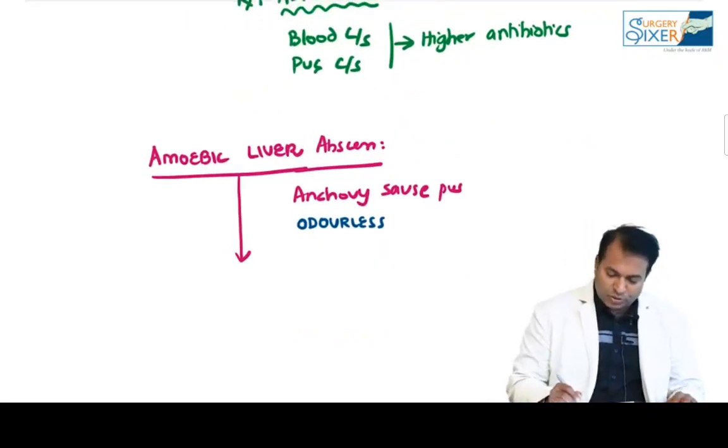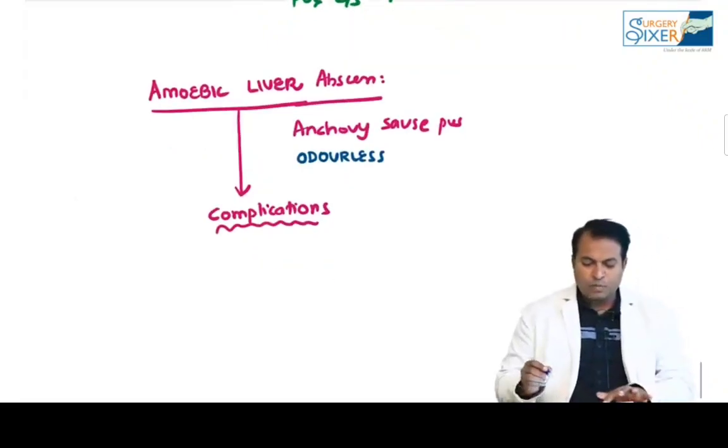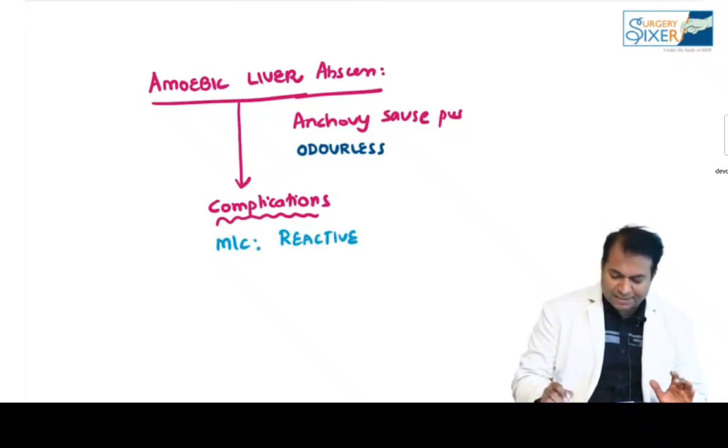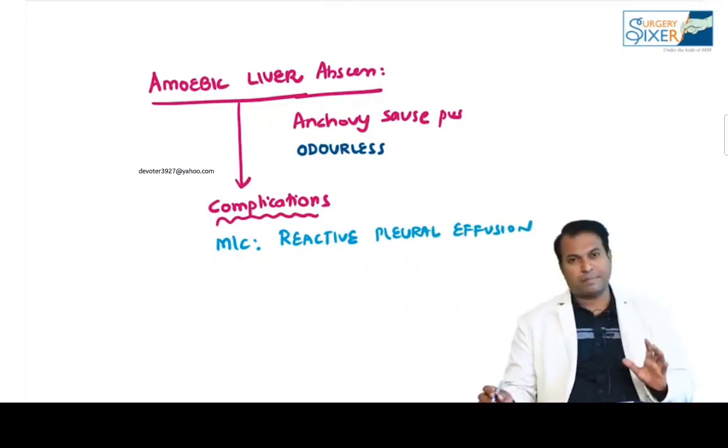And the moment you see amoebic liver abscess, you should know the complications. So please don't forget the following complications. The most common complication is reactive pleural effusion. Please remember, it is reactive pleural effusion. Because of abscess in the right lobe of the liver, you will get reactive pleural effusion. It doesn't mean there is a rupture. It is only a pleural effusion. That is the most common complication.